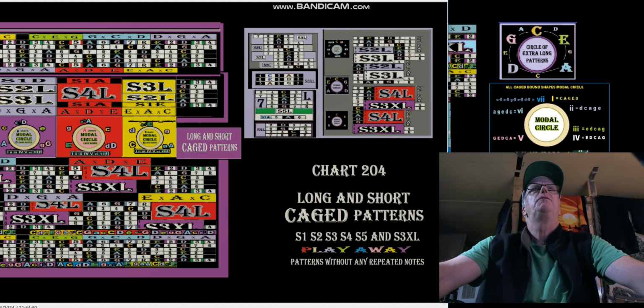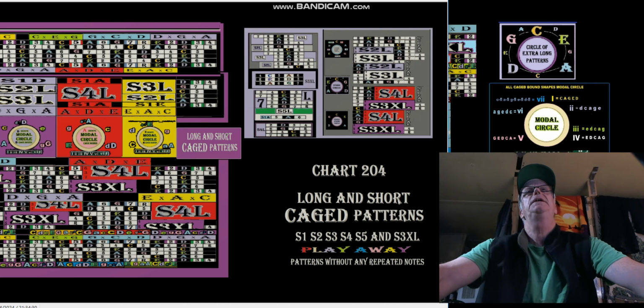It says 204 here, but I've made chart 205, so let's look at it. They're pretty much the same information. 205 is a lot easier to read.